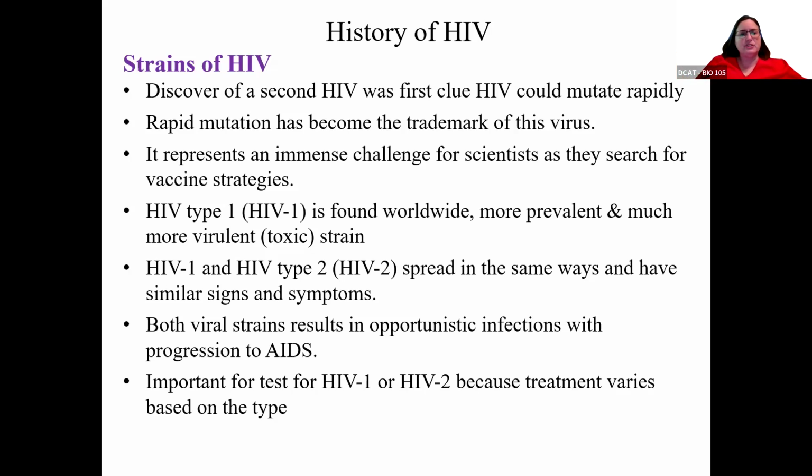So HIV 1 and HIV type 2 spread in the same ways and have similar signs and symptoms. So it doesn't really matter if you have strain 1 or 2. They're going to spread in the same way. The reason why I need to test to see which one you have is because the treatment is going to vary depending on if you have HIV 1 or HIV 2. Both of these viral strains do result ultimately in opportunistic infections when it progresses to AIDS.